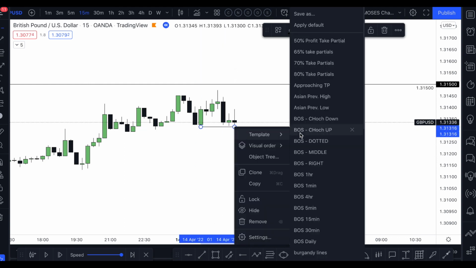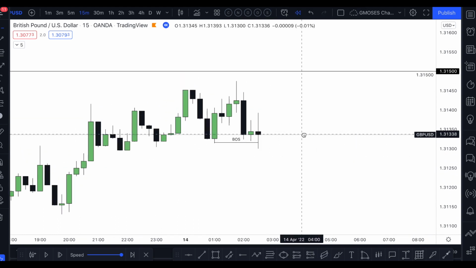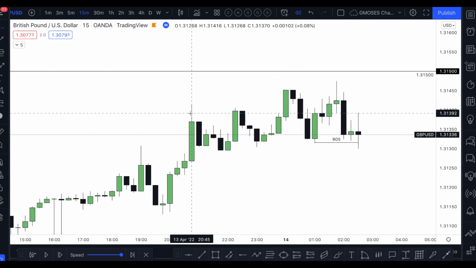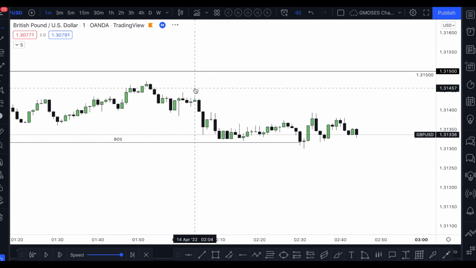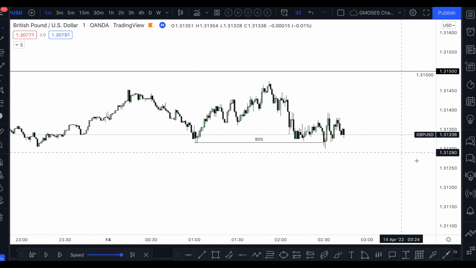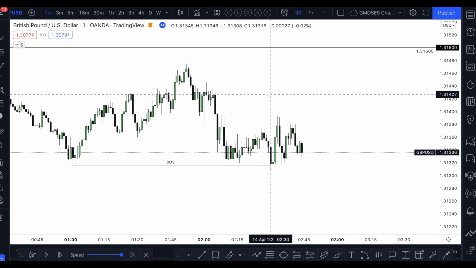Let's go ahead and notate that. Okay, we have a break of structure. So now, since we know that we have a break of structure on the 15, let's go ahead and drop to the 1 minute and kind of look at price action. So we know we have a break of structure.